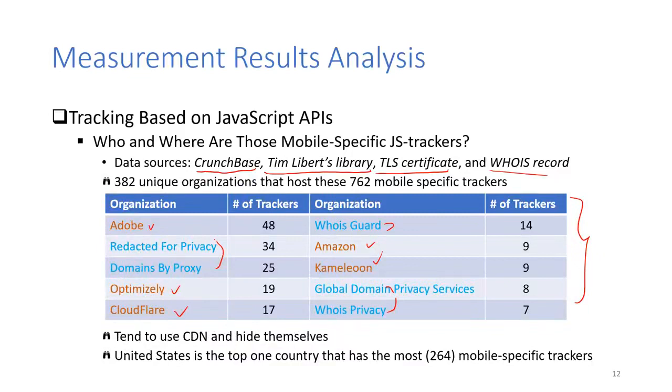So in other words, we found that those trackers tend to use CDN services to hide themselves from the public. Regarding the countries of those JS trackers, we found that the United States is the top one country that has the most mobile-specific JS trackers.